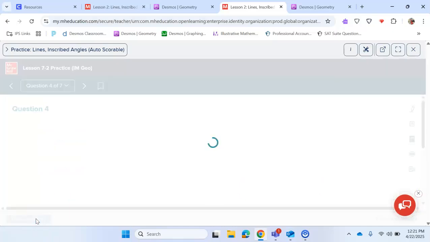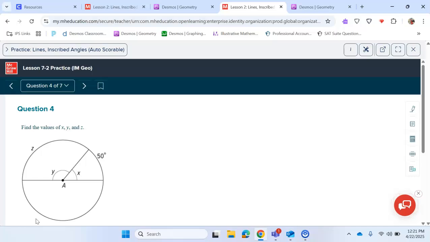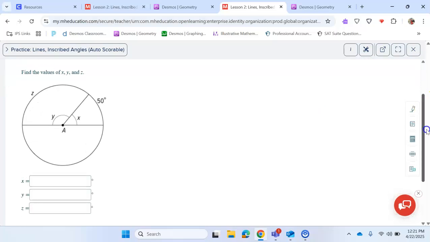Question 4. Find the values of x, y, and z. All right, x is going to be 50 degrees. The central angle is the same measure as the arc, 50 degrees.